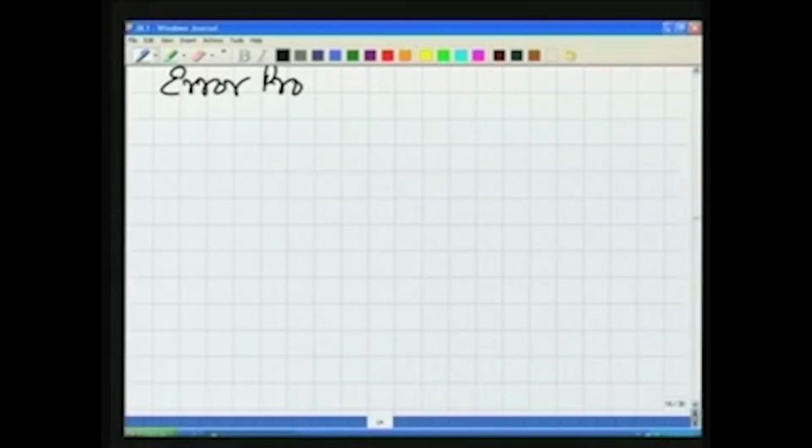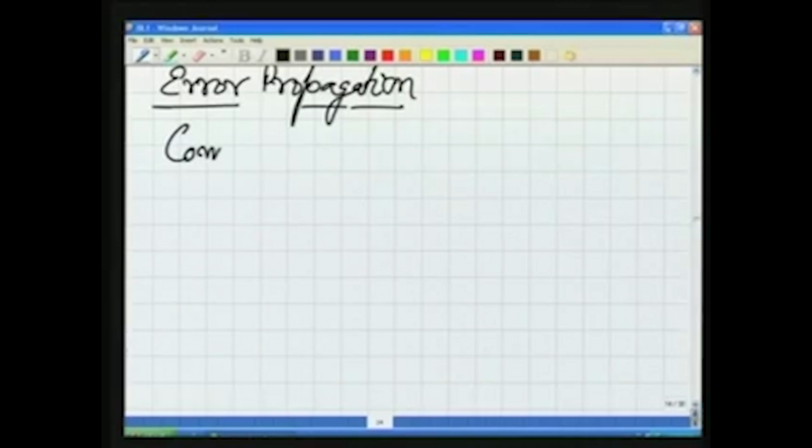Okay, having discussed this, the last part of it, that is about error propagation. Also this is said combination of error.